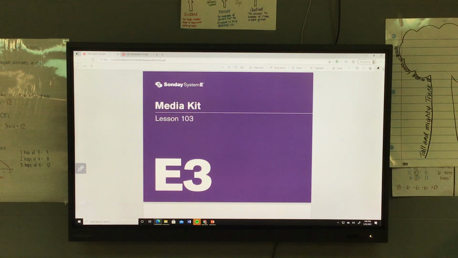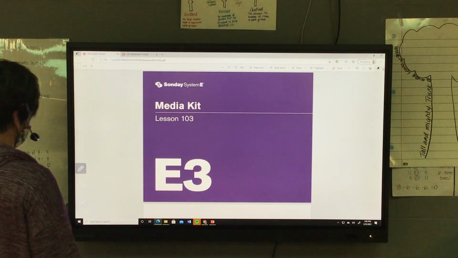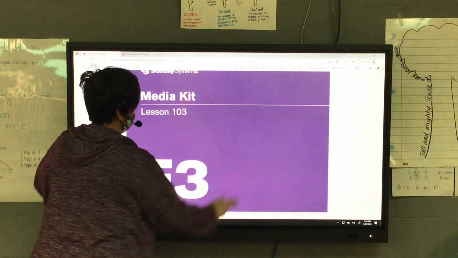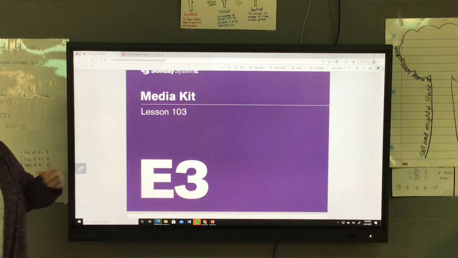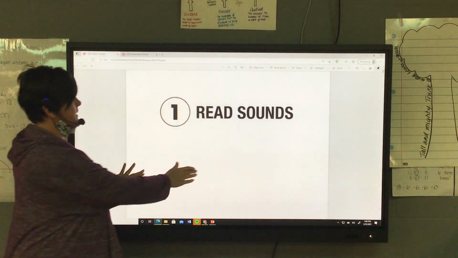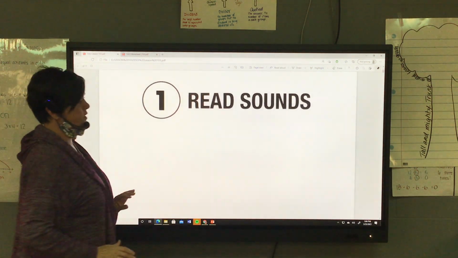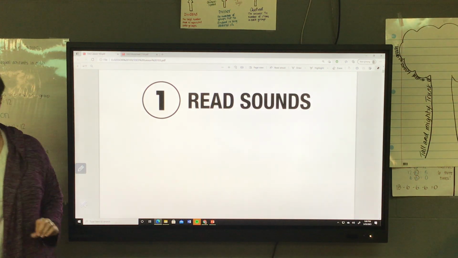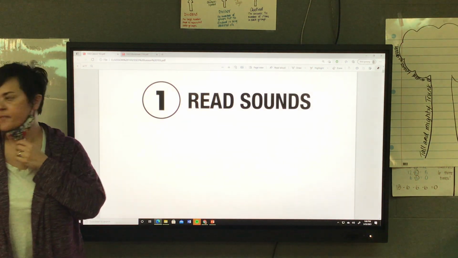Lesson 103 for phonics today. Make sure you have your red pen out also. Okay, let's read through some sounds together. Sitting up straight and tall, both feet on the floor.